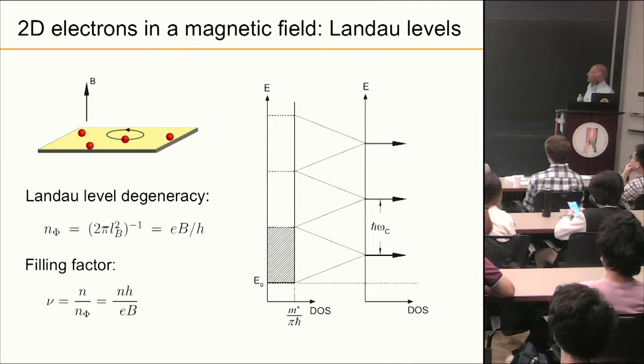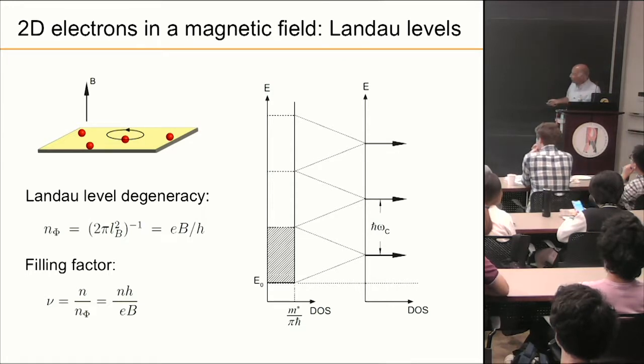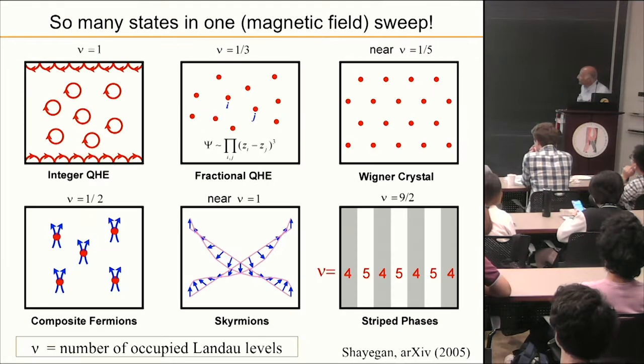That is easily calculated. The degeneracy of each of these Landau levels is eB over h. It grows with magnetic field. The filling factor is density divided by that degeneracy. So at some magnetic field, if your Fermi level is here, you have just 2 levels, or 3 if your Fermi level is here, and so on. Or you could go down here to have fractional filling.